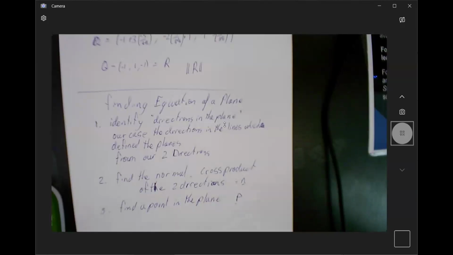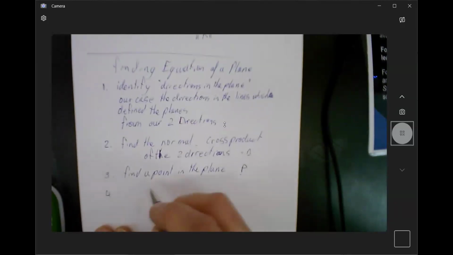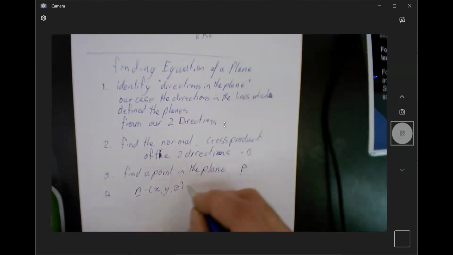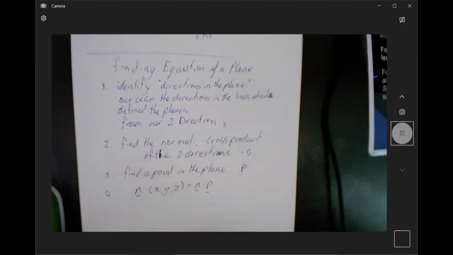So think about it, I've got to find two direction vectors in my plane. How I do that is kind of like a choice. Once I've found them, I do the cross product of those two things. And then it's just down to the equation. So it's going to be n, my normal vector, dot with x, y, z, where by x, y, z I just mean the variables, is equal to n dot p. And that gets me the equation of my plane.